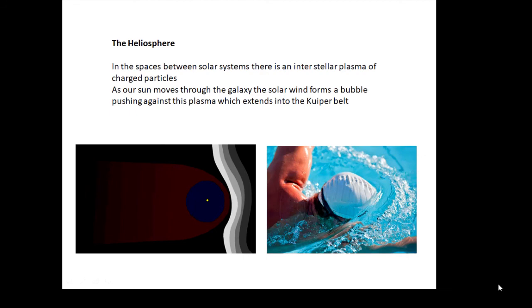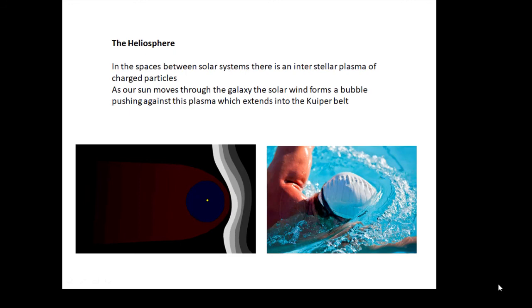Lastly, the heliosphere. It's mentioned in the syllabus, so let's just make sure you know what it is. Basically, our solar system moves through the galaxy, and as it moves through, there's an interstellar plasma of charged particles. There are dusty, charged little particles in the space between stars. As our sun moves through, it's like a bow wave. If you look at the front of the swimmer, that represents our solar system moving through the interstellar medium. The edge of the influence of the solar wind, which is what's pushing outwards, is called the heliosphere.